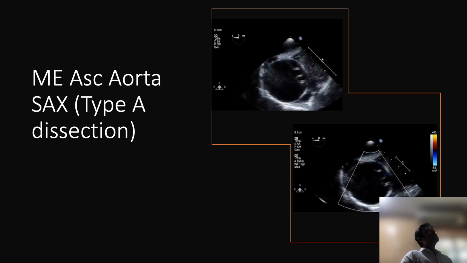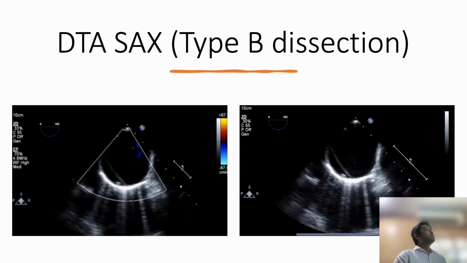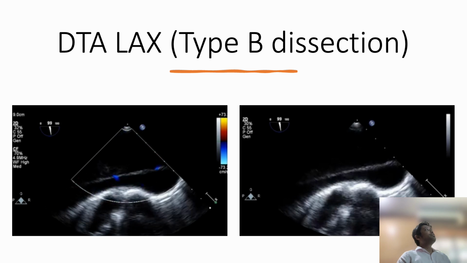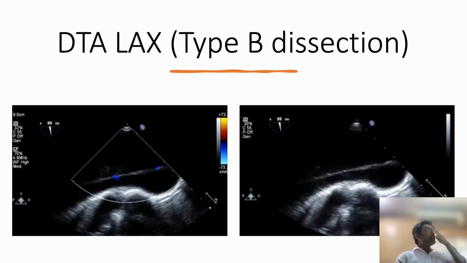But more important is that this part is your true lumen and this is your false lumen, because by putting the color Doppler you can see that there is a flow across that. Now the descending thoracic aorta short axis, the type B dissection. You can see that this is a short axis view, and this is the small lumen. The smaller lumen is actually the true lumen and the larger lumen is actually the false lumen. This is also the long axis view of the descending thoracic aorta, showing the type B dissection, and we can also see multiple small puncture sites.